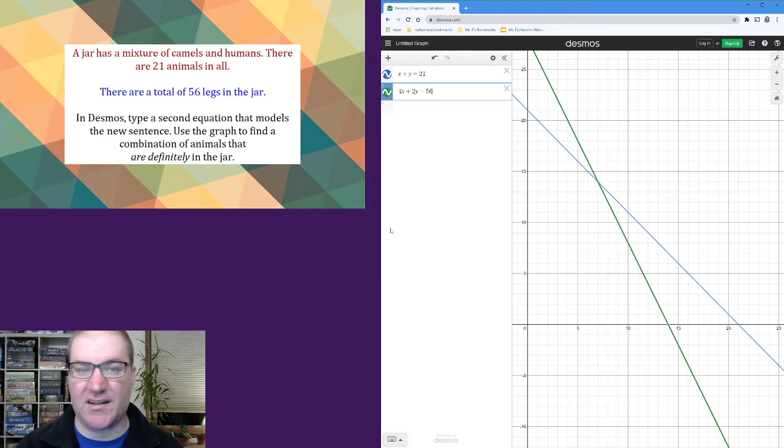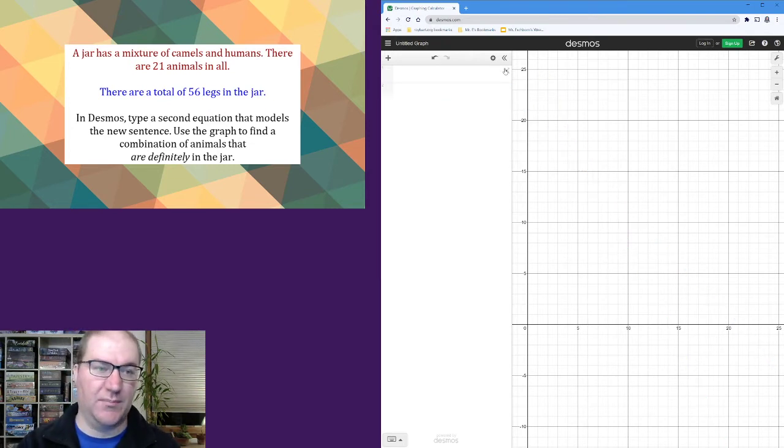So notice we have a second equation here, and we end up with an intersection. That's the only possibility that would have 21 animals and 56 legs. And yes, in the jar, there are 7 camels and 14 humans.